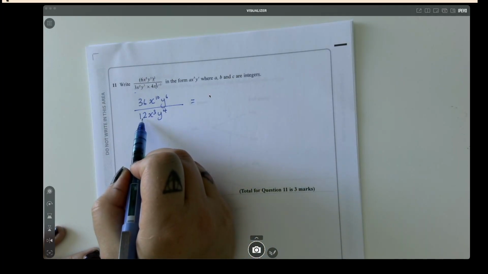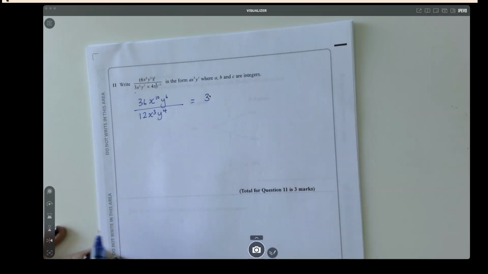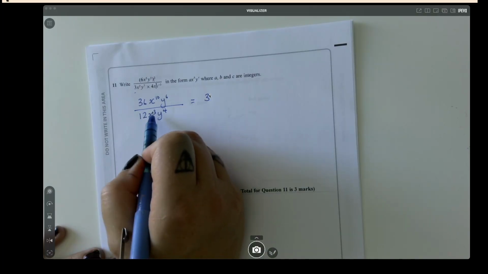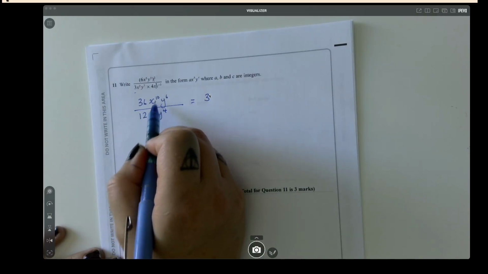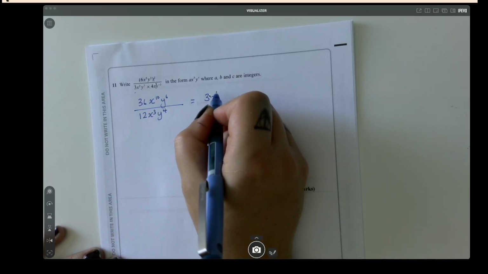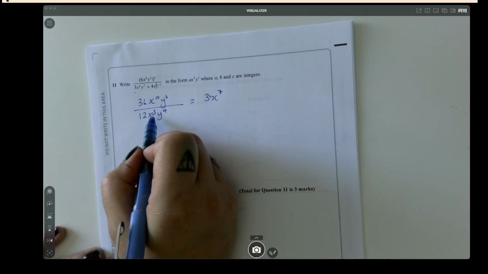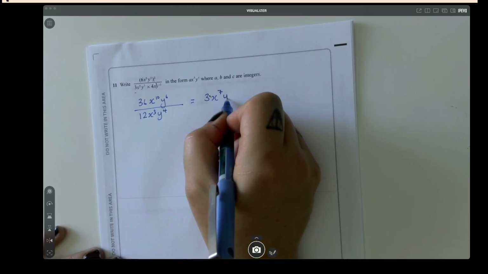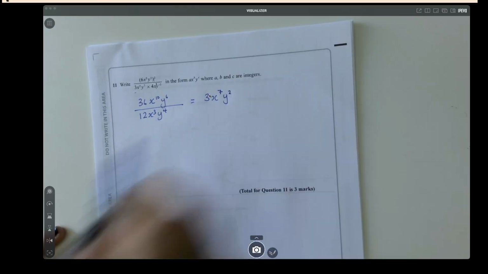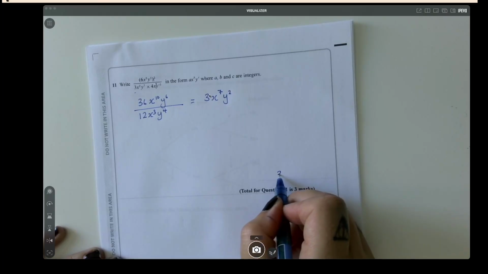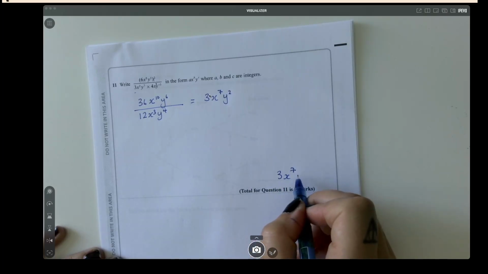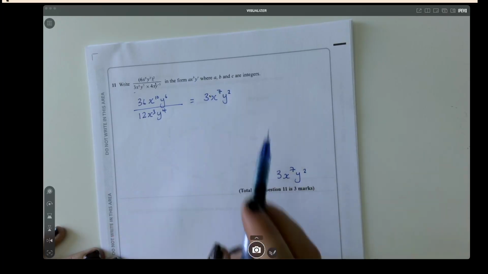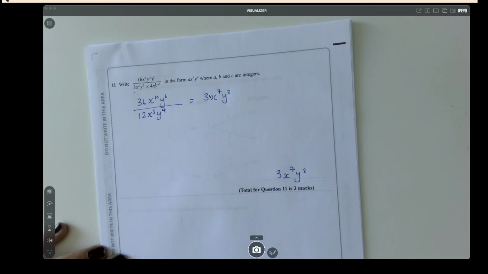So 36 divided by 12 is 3. X to the power of 10 divided by x to the power of 3. We're dividing, so the law of indices for division says we subtract the powers when the base number's the same. So that becomes x to the power of 7, because 10 take away 3 is 7. And then y to the power of 6 divided by y to the power of 4 becomes y squared, because 6 take away 4 is 2. And then that's our expression simplified. And A is 3, B is 7 and C is 2. All of them are integers, all of them are whole numbers.